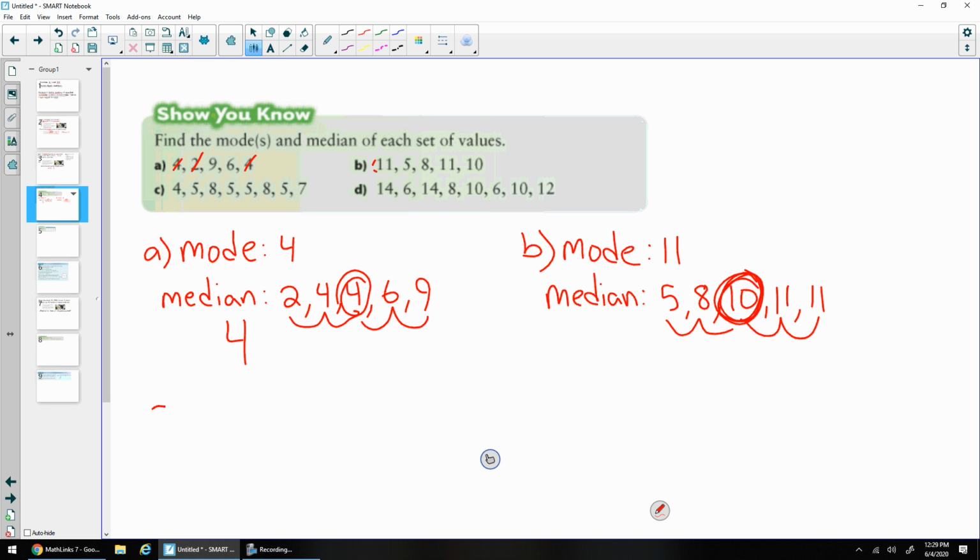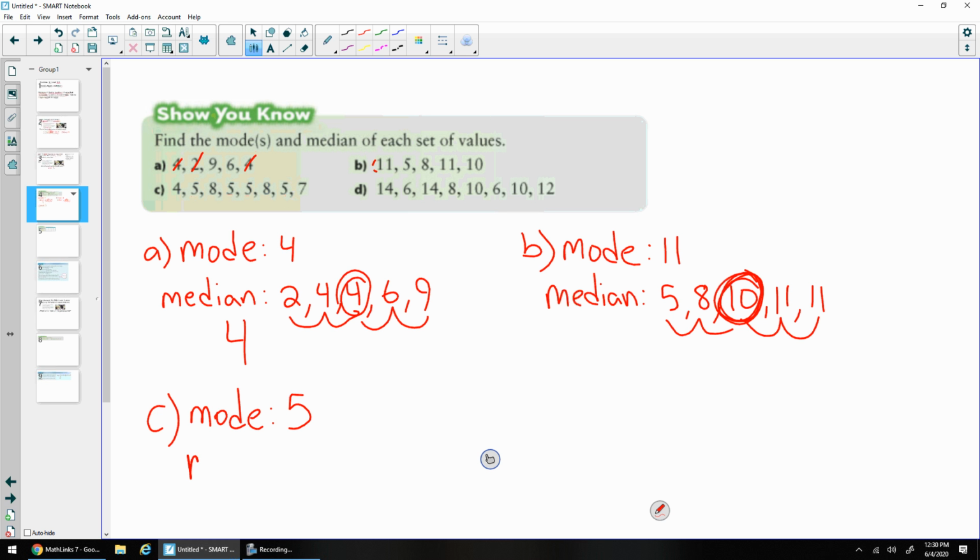For C, the mode is the most occurring one. Okay, I have 4, 5, 8, 5, 5, 8, 5, 7. Okay, when I read through it, it sounds like 5 is there the most. I can count. I have 1, 2, 3, 4 5s. Okay, so 5 is definitely the most occurring number in that set.